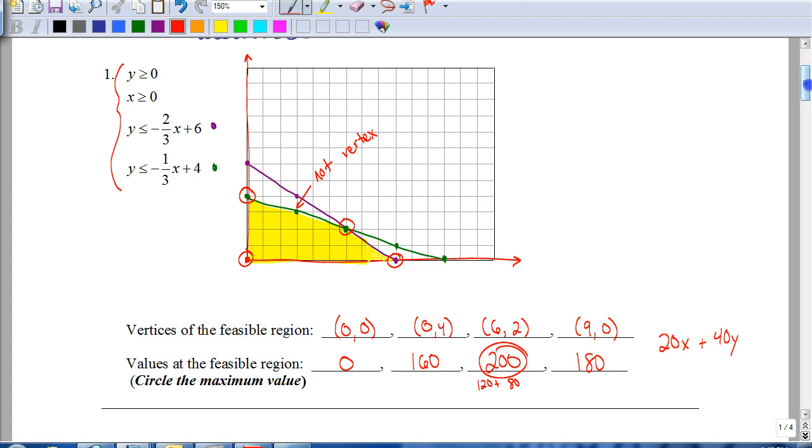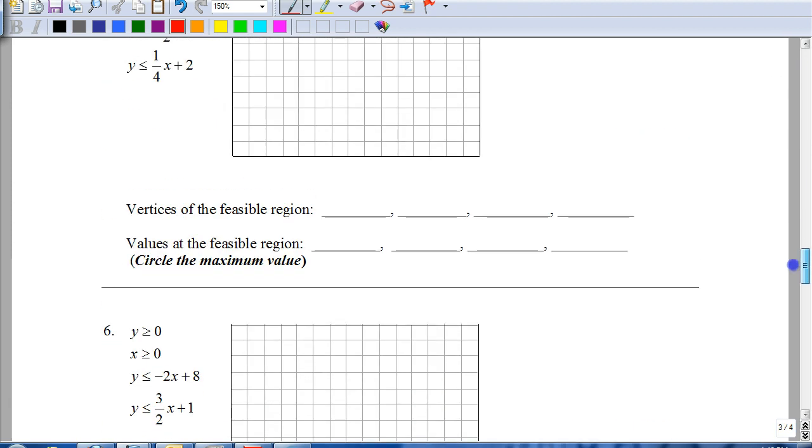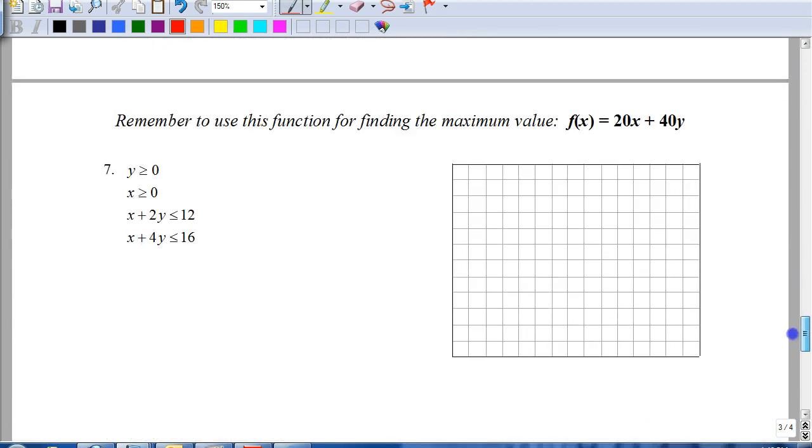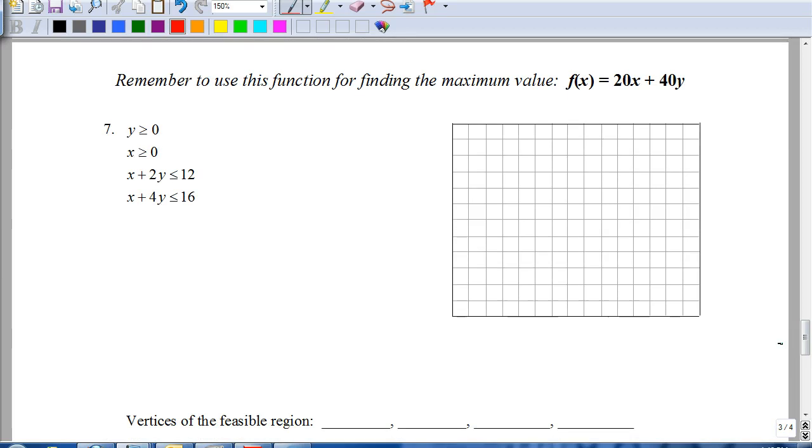Now let's look at how we graph it if it's in standard form. Let's look at this one. Okay, so our first step, again, y is greater than or equal to 0. So horizontal line going through where y is 0. x is greater than or equal to 0, that's a vertical line going through where x is 0. So the fact that these are both greater than or equal to 0 tells me my feasible region is going to be in quadrant 1.